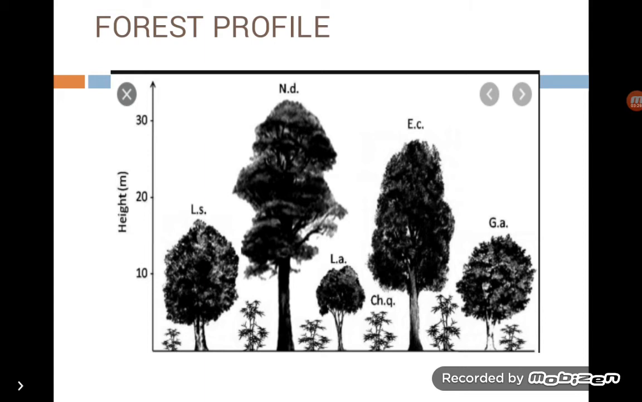The decomposers such as fungi and bacteria which are seen on the forest floor decompose the dead plant and animal matter into fertile humus that increases the fertility of the soil. So what is humus? Humus is the dead remains of the plants and animals which increase the fertility of the soil.